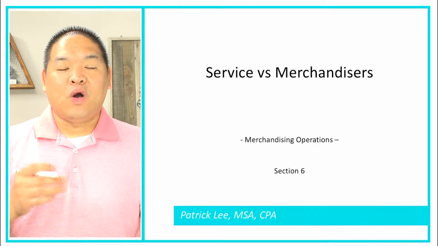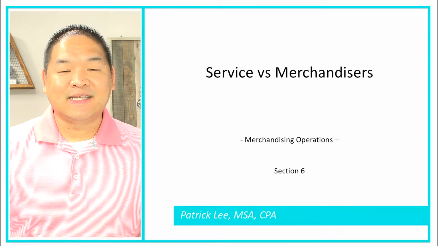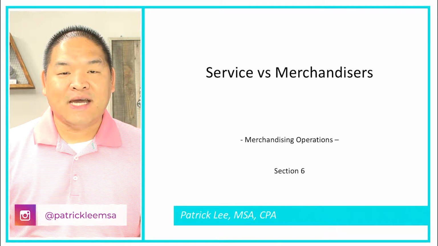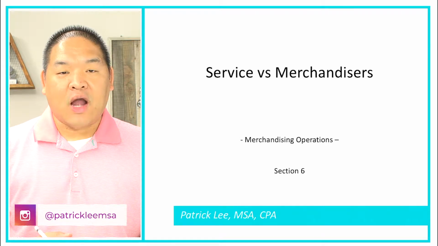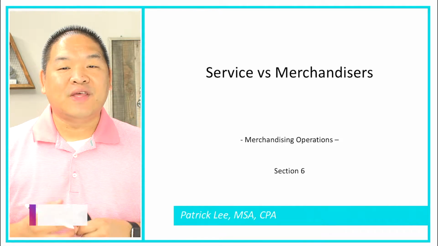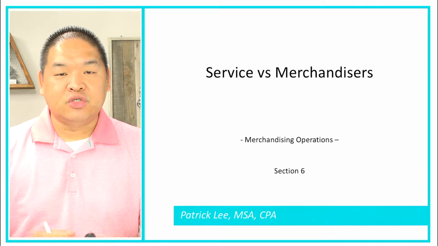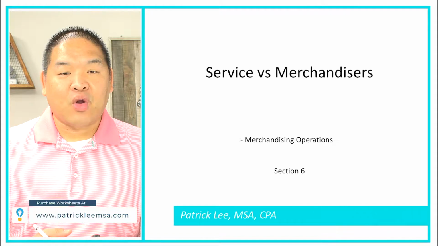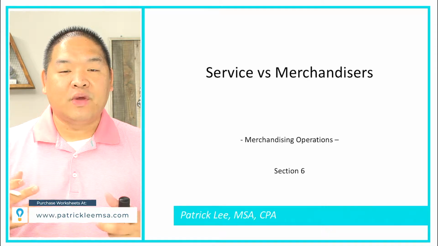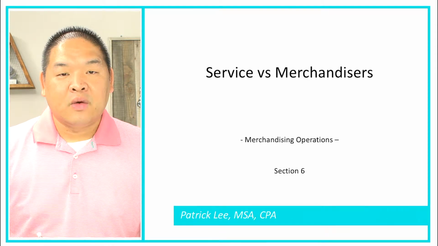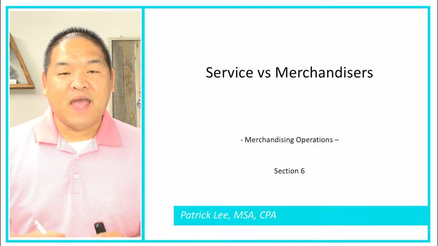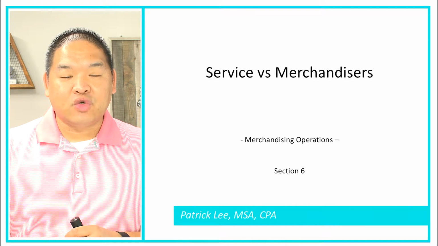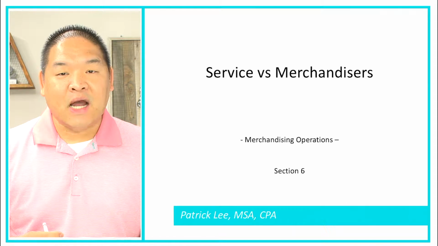Hey guys, welcome to section 6. In section 6, we're going to be looking at merchandising operations. These are operations that have to do with inventory. So we're going to introduce you to what we would call inventory and the process of selling inventory, and what the journal entries would look like when a company brings in inventory and then subsequently sells inventory from merchandising operations.